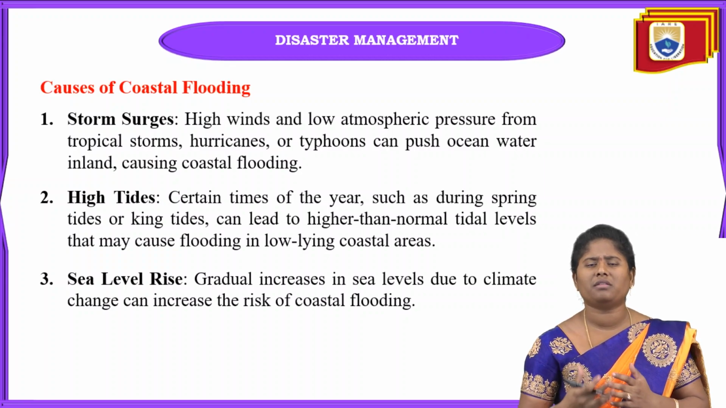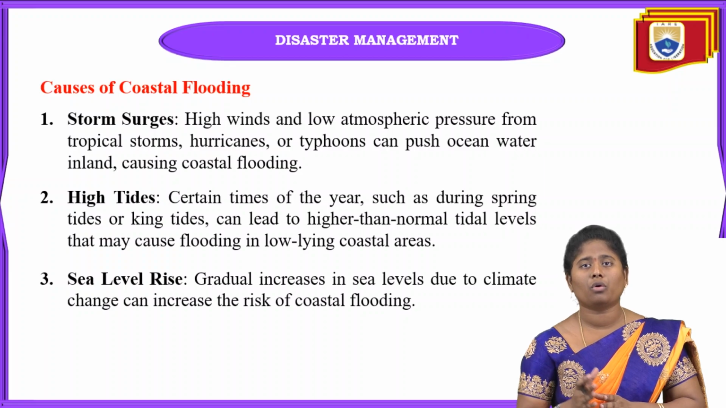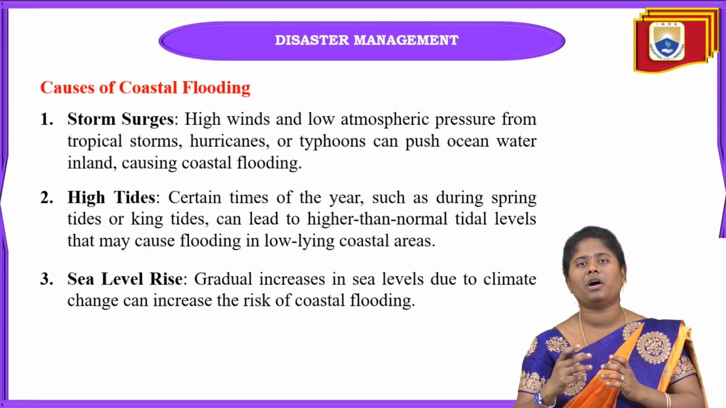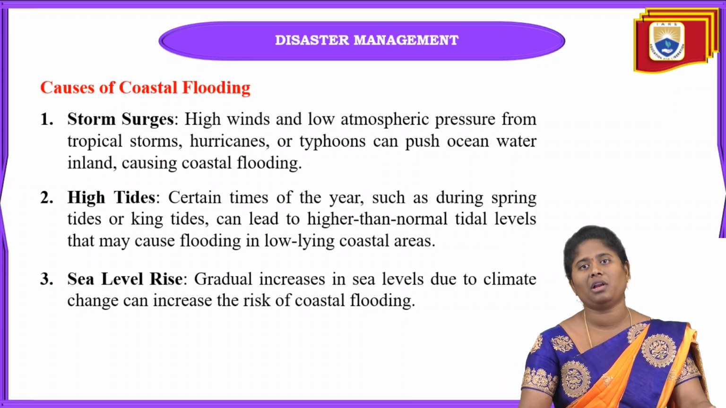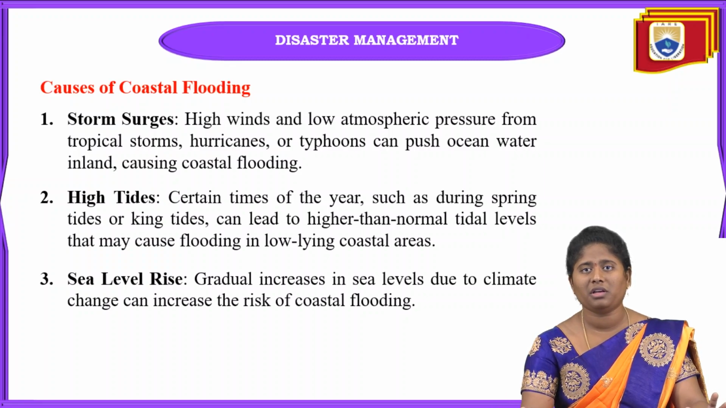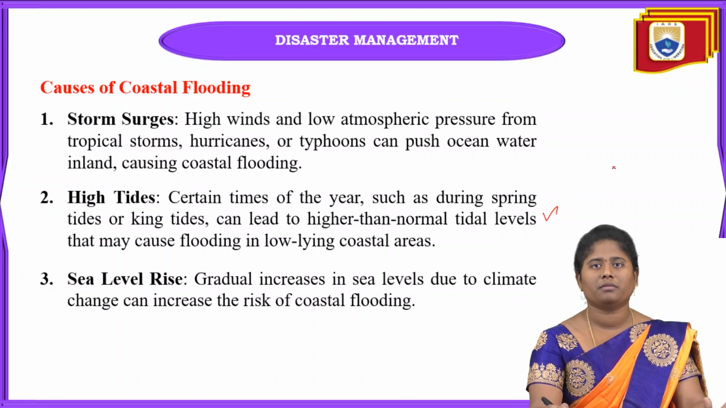Any typhoons or hurricanes that happen will automatically give rise to coastal flooding. Why? Because these typhoons or hurricanes push the water towards the coastal areas. That's why coastal flooding can happen easily at that time. And coming to the next one, that is high tides.